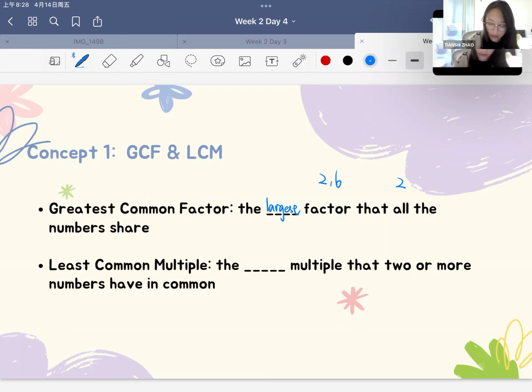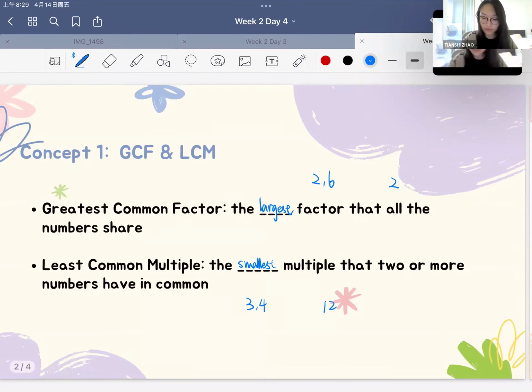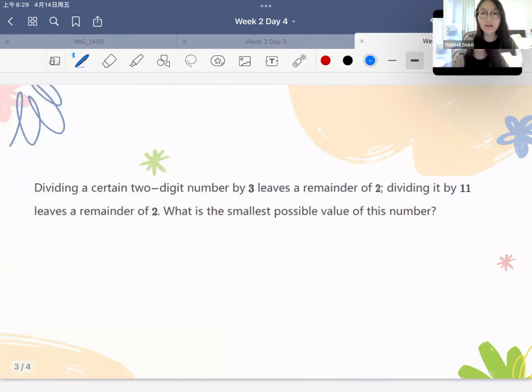And there is another definition about numbers, which is called the least common multiple. The least common multiple is the smallest multiple that two or more numbers have in common. For example, the least common multiple for 3 and 4 will be 12, and the reason is that this is the smallest multiple that the two numbers share in common. So this is a little bit of review. And here let's talk about the questions in the practice problem.